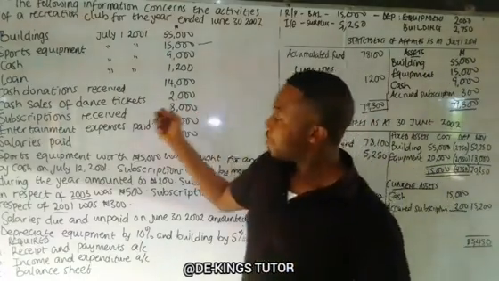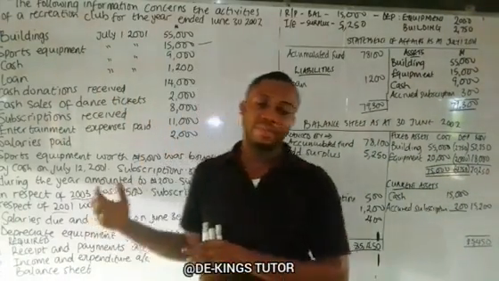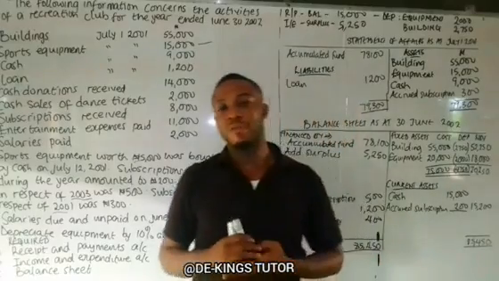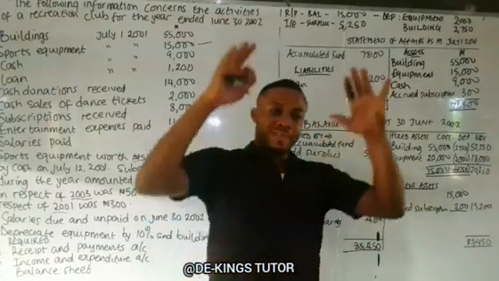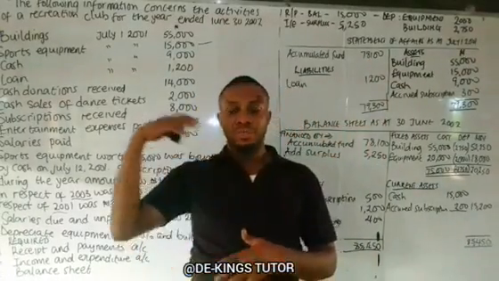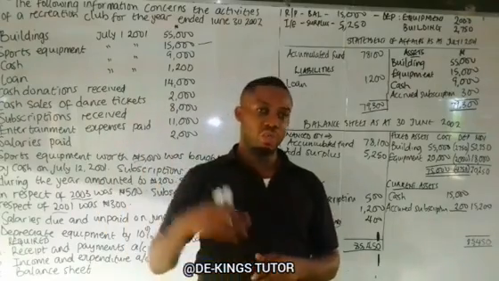Okay? So that's how to prepare when a question, that's the first way a question might come from accounts for non-profit organisations, when you'll be given a plain question, you're asked to prepare receipts and payments, income and expenditure, and the balance sheet.